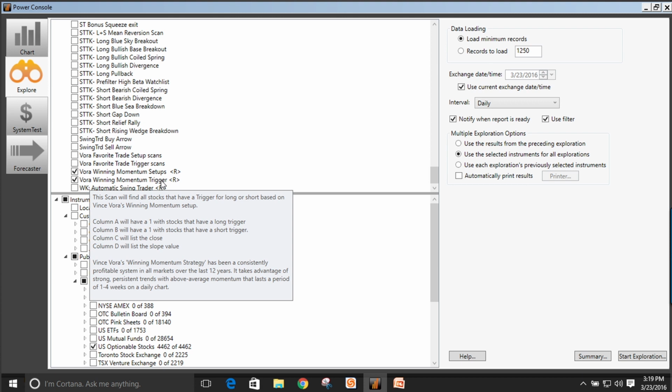One will look for the setup, which is that diamond on the chart, and the other will actually look for the buy or the sell arrow. That's it.